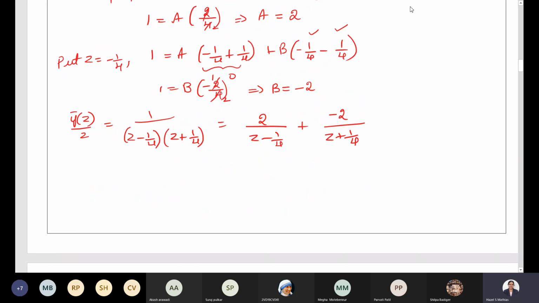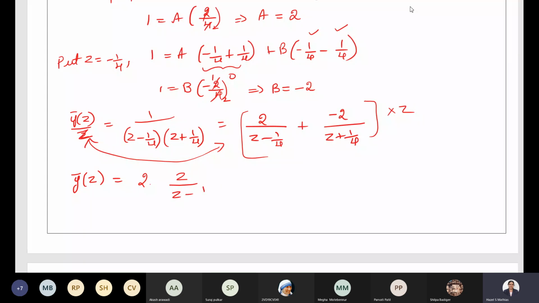Now this is y bar of z by z. So what is y bar of z? You multiply z to this expression. You multiply by z because this is y bar of z divided by z. If you want y bar of z, multiply both sides by z. So it will be 2 into z divided by z minus 1 by 4, minus 2 into z divided by z plus 1 by 4.